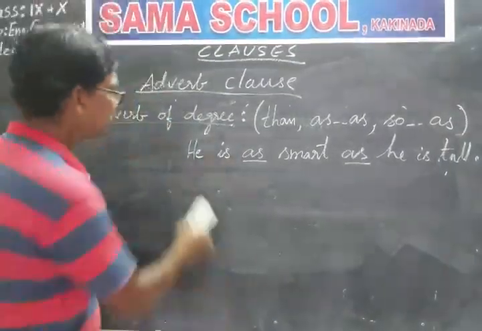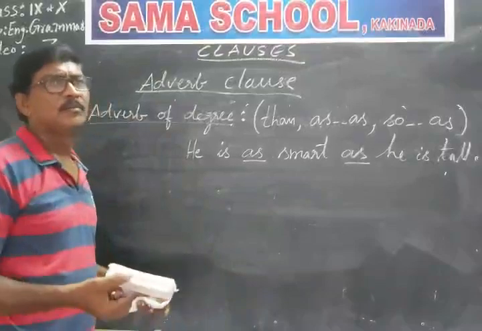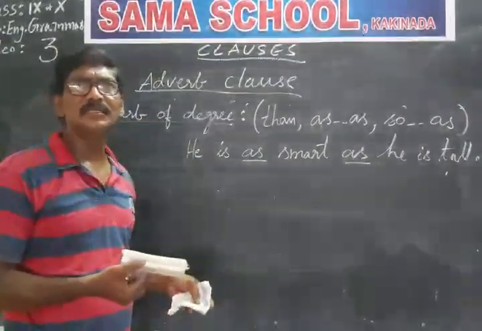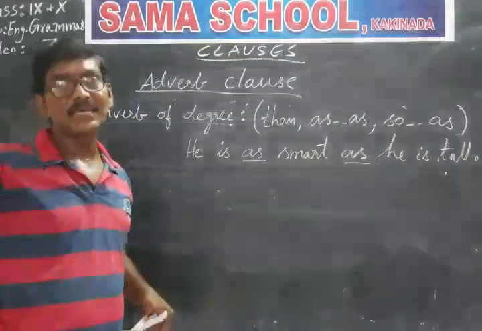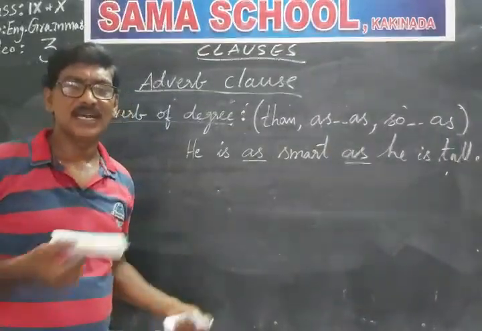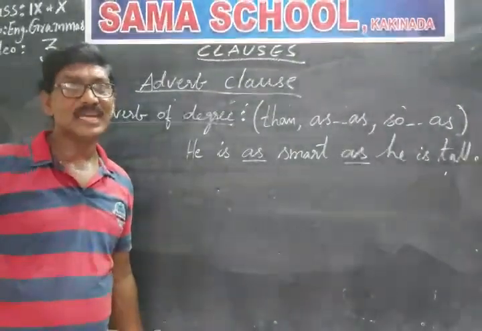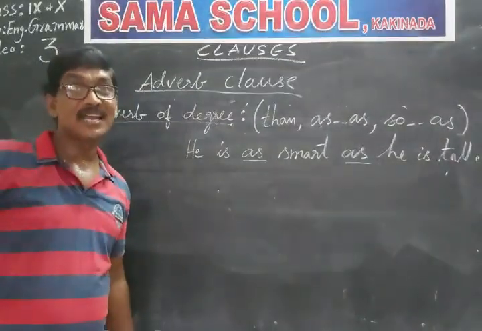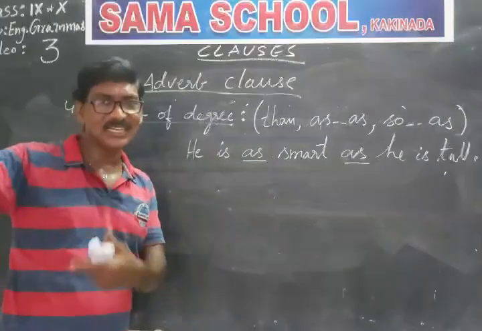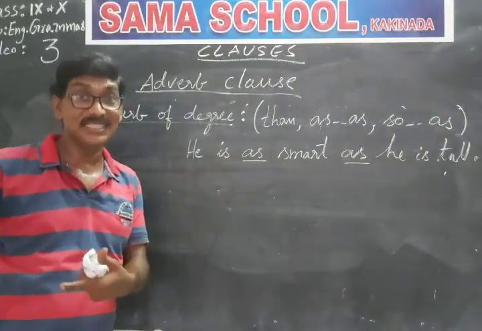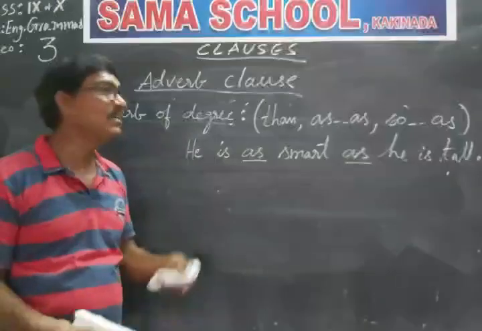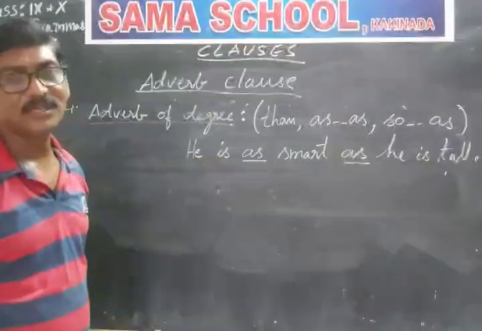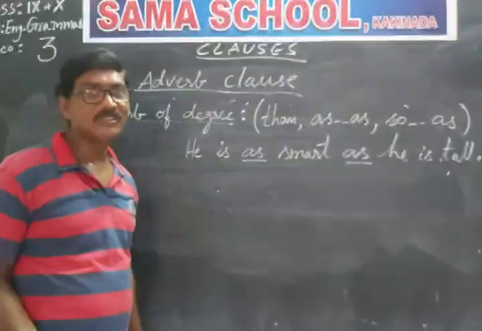Okay, alage, Nile is longer than river Ganga. The Nile river is longer than river Ganga. Than river Ganga. Okay, than comparison, degree. Okay, than river Ganga is an adverb clause of degree.